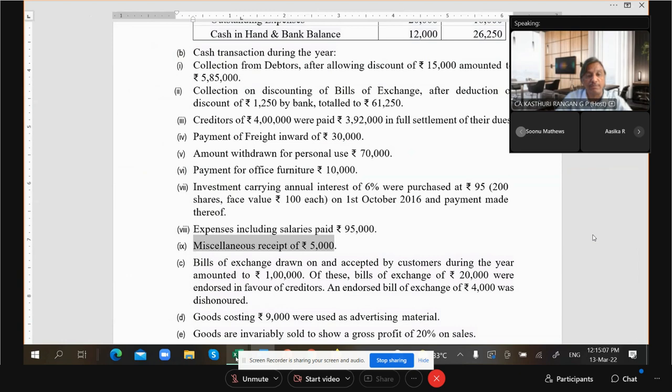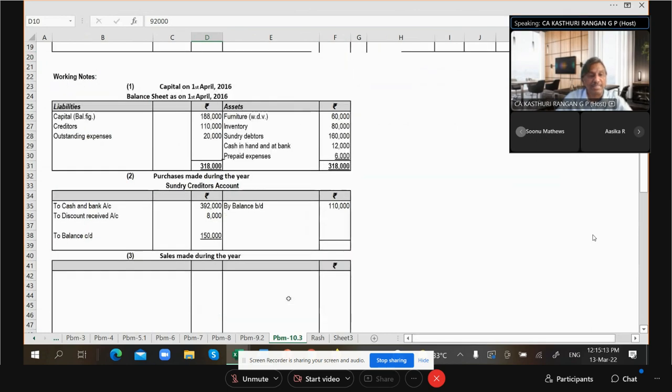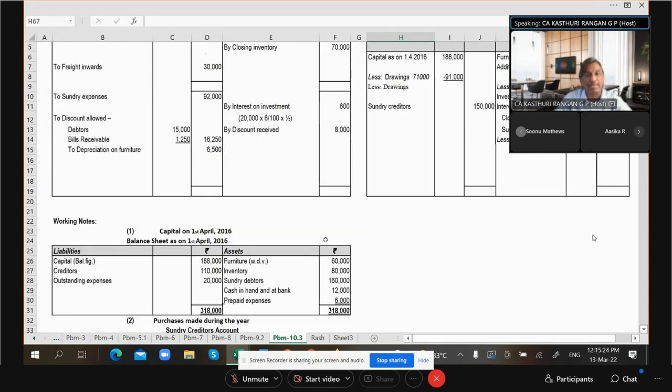Miscellaneous receipt 5,000. Some amount is received, but what is that? We do not know. It is received in the bank account as miscellaneous income 5,000. Where will you show the miscellaneous income? In the P&L, by miscellaneous income 5,000. So record everything.